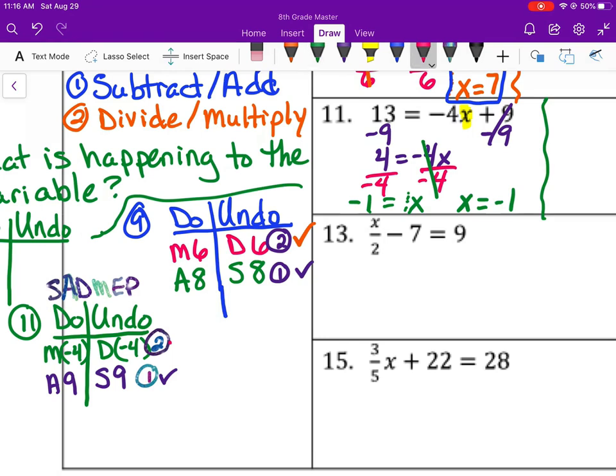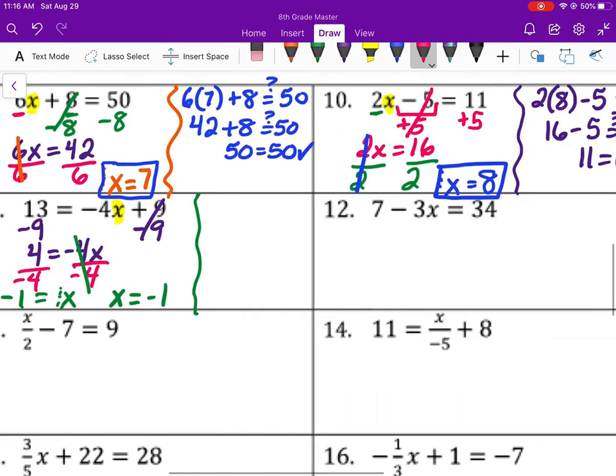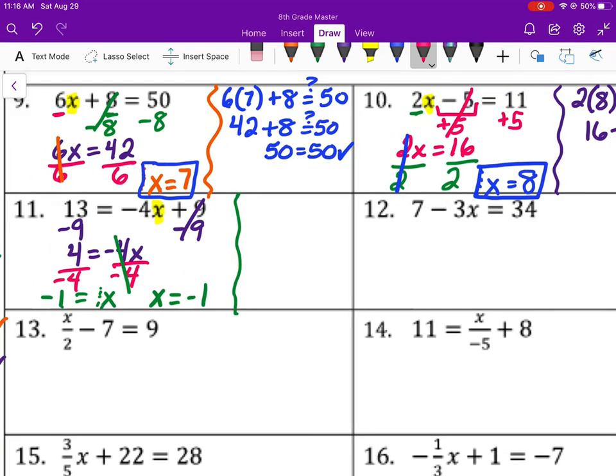And then, oops, I forgot to put my check mark, sorry. Then I'm going to go over and do my check step. So I have 13 question mark equals -4, -1 in parentheses plus 9. Now I'm back to doing what? I'm back to doing PEMDAS, remember, on this guy. Because when you're solving, you're doing SADMEP. When you're simplifying, which is what we're doing on the check step, we're using PEMDAS.